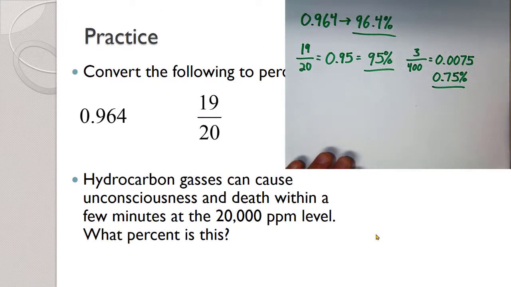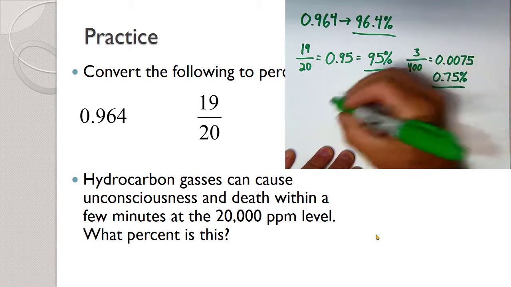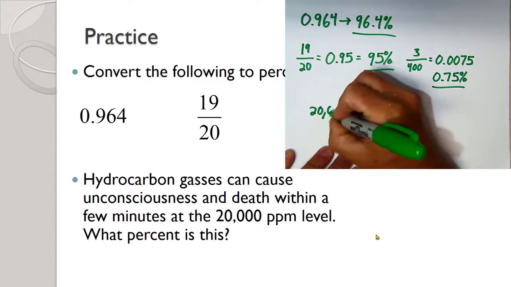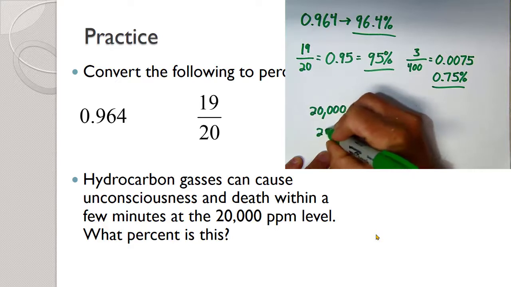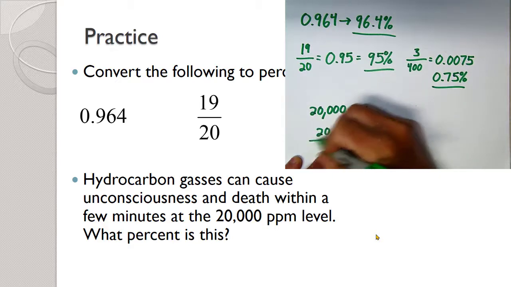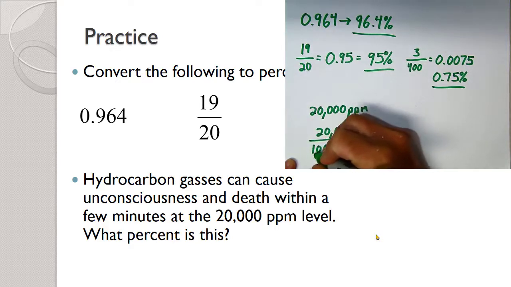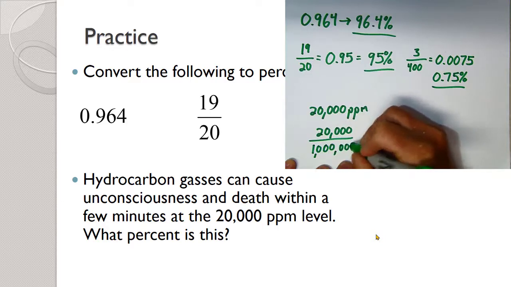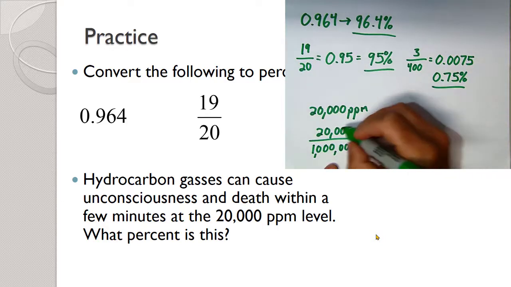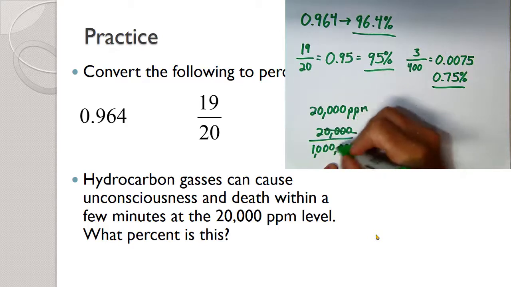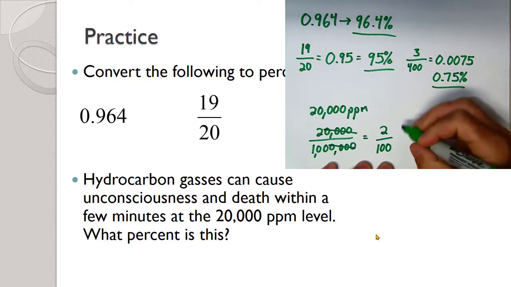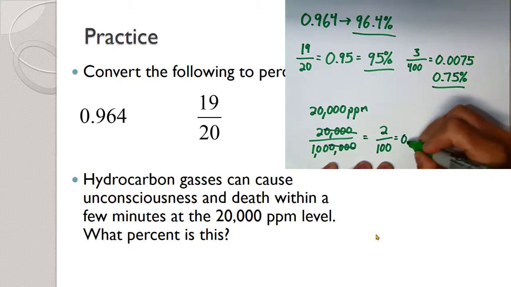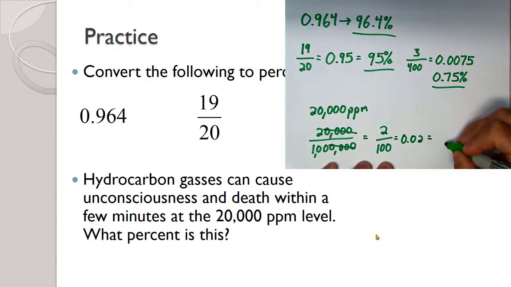And the last question, hydrocarbon gases can cause you to pass out if they hit 20,000 parts per million. What percentage is that? Well, 20,000 parts per million is the same as 20,000 over 1 million. And we can reduce that as well. And in fact, this time we can cancel out 4 zeros out of the top and bottom. And that becomes 2 out of 100. And of course, we know that that is 0.02, but in either case, we know that 2 out of 100 is 2%.